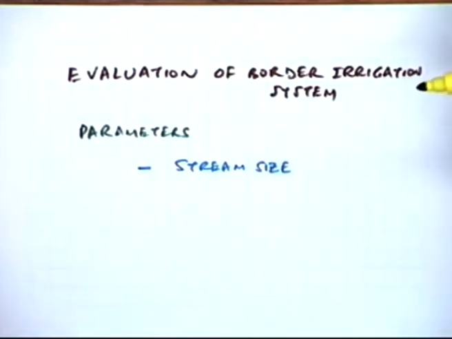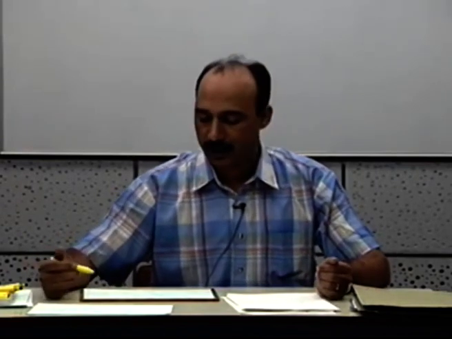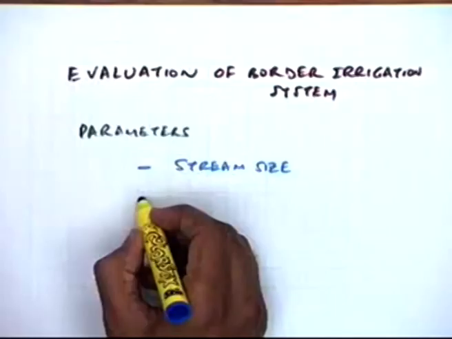You might be interested in how the different stream sizes behave in the field which you are irrigating as a farmer, how in that field the various stream sizes can behave in terms of maybe the advance curve or the recession curve. Thereby you can even check whether all those design quantities which you have arrived at are relevant to what you are obtaining in the field. So stream size can be one aspect.